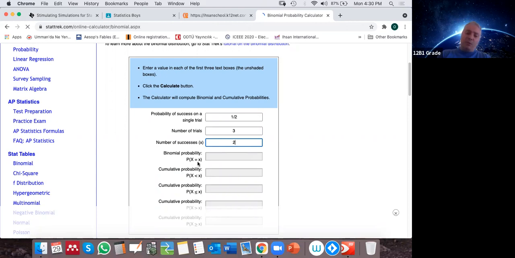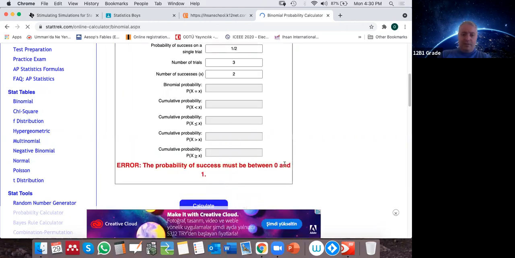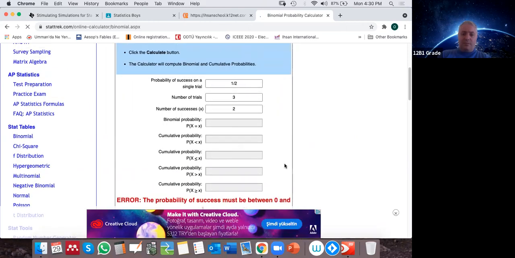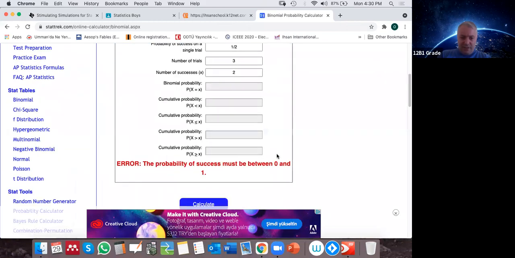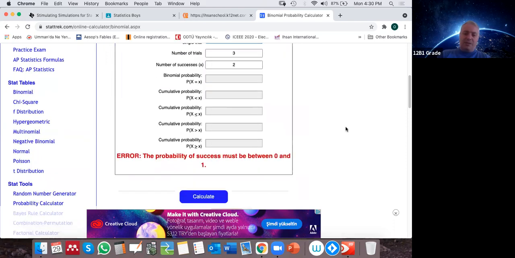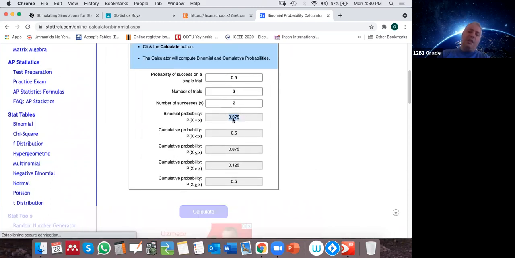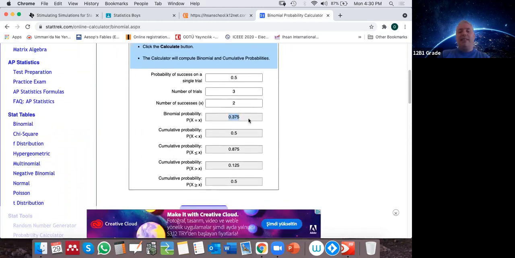Binomial probability, you want to say exactly 2, right? So calculate. What does it say? I didn't fill it. This is the reason: the probability of success must be between 0 and 1. 1/2 is between 0 and 1, but okay, let's try 0.5 then. Maybe it doesn't work. So the result comes out. You see now 0.375.